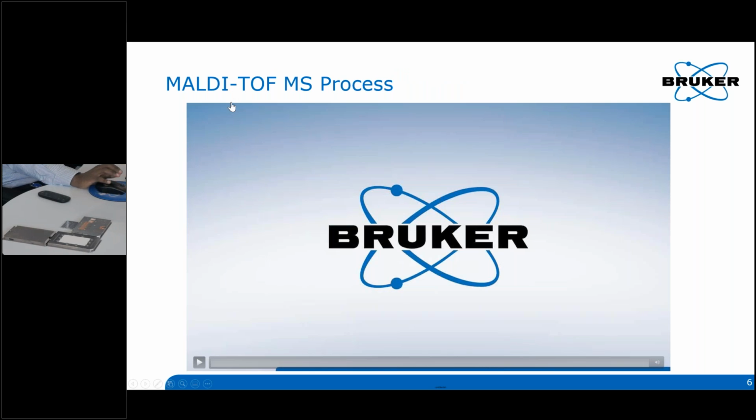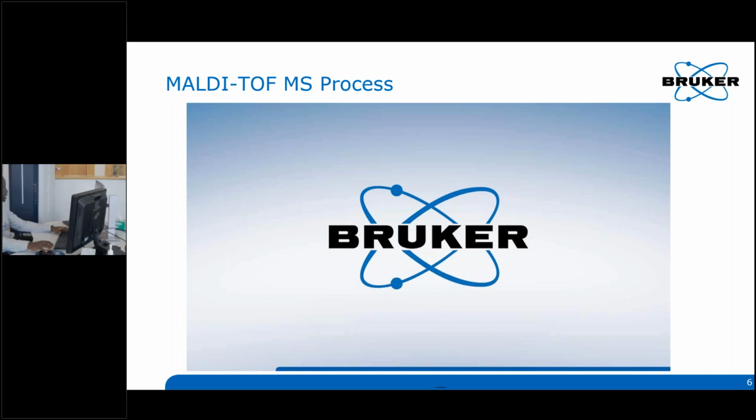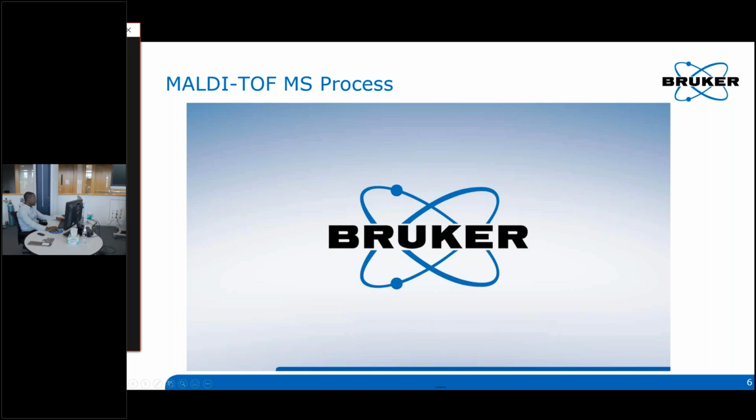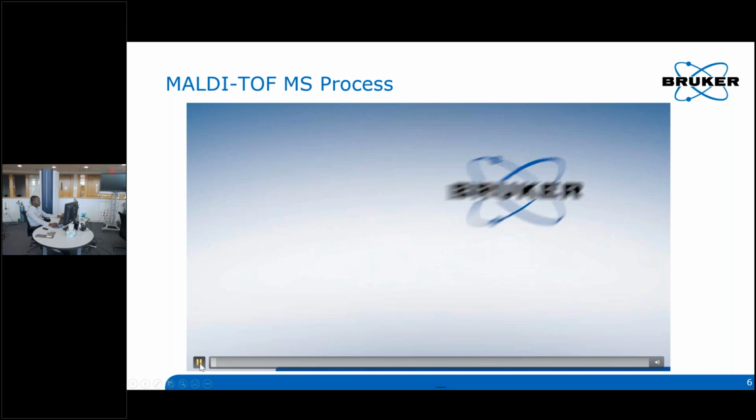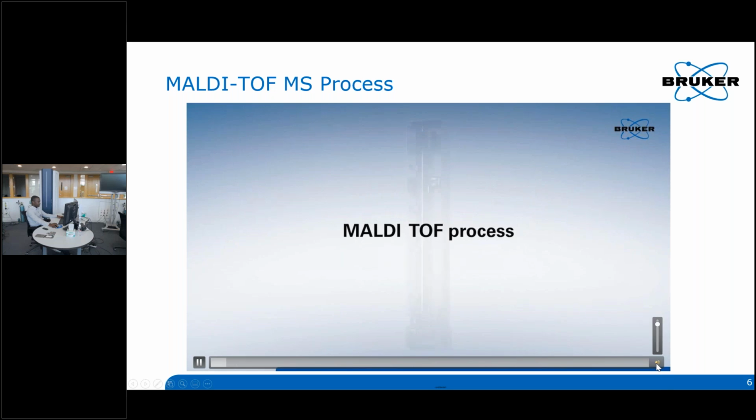So a little bit of an introduction of how MALDI works as a technique. MALDI TOF mass spec is a two-step process. Basically you have your MALDI process, which is the ionization step, matrix assisted laser desorption ionization. And then you have your TOF mass spectrometry phase, which is the second phase, where your ions that have been formed are separated in the TOF mass analyzer.